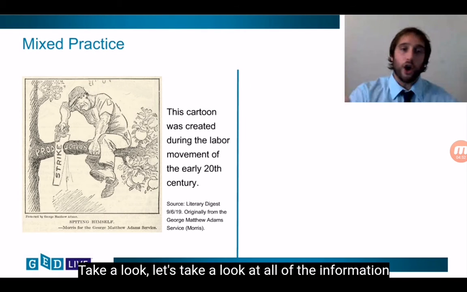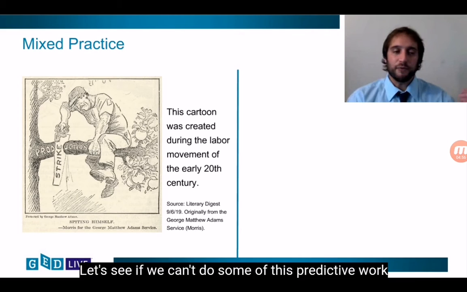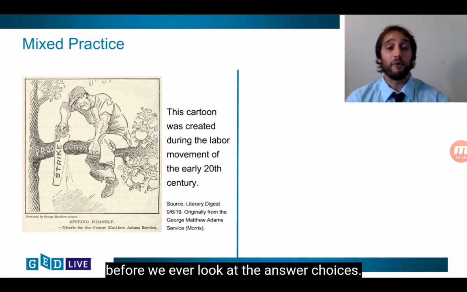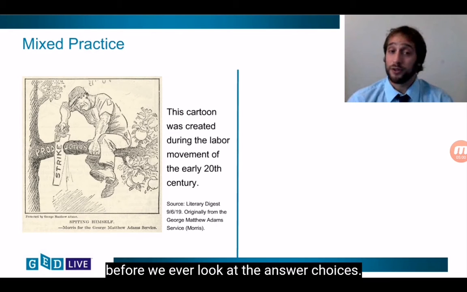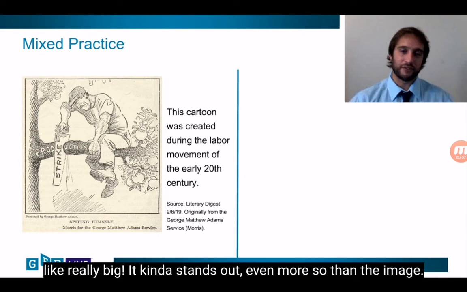Let's take a look at all of the information that we are presented with here. There's a lot of really great stuff. Let's see if we can't do some of this predictive work before we ever look at the answer choices. Okay, so first we get this text over on the right. It's really big. It kind of stands out, even more so than the image.